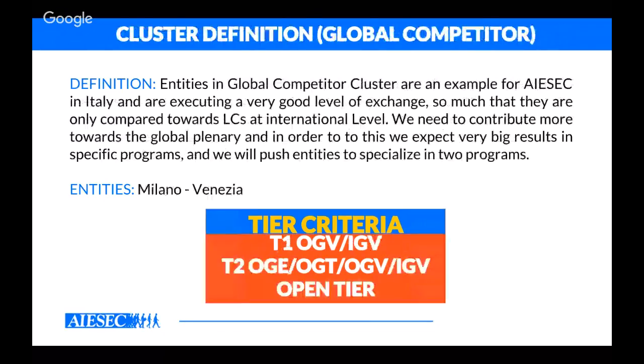And then for the first time we managed to have 2 LCs in the global competitor cluster. What does it mean to be in the global competitor? It means to be in tier 1 in either OGV or IGV. Why not GE or GT? Just because the volume of exchanges is way bigger in the GV products, and we are focusing on having very big LCs performing a lot, and of course you can perform more with the GV products. Then you need to have tier 2 in another product, one of the other four. For the other products every tier is fine, but the requirement is to have either OGV or IGV in tier 1 and another one in tier 2.